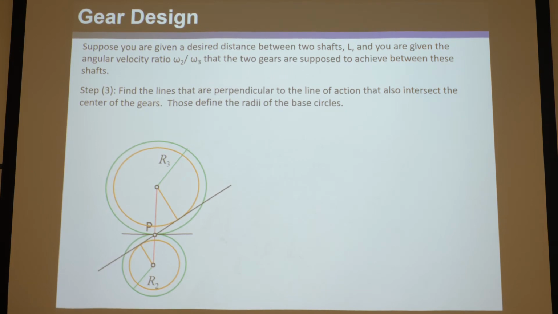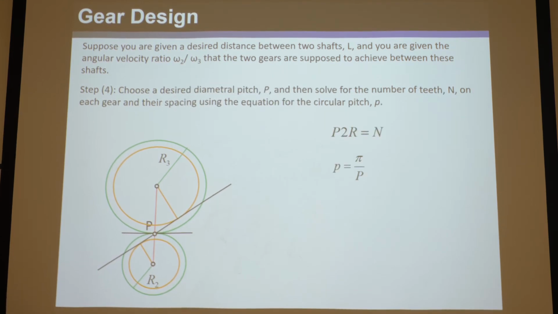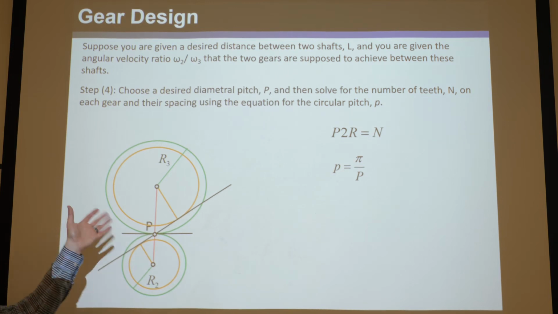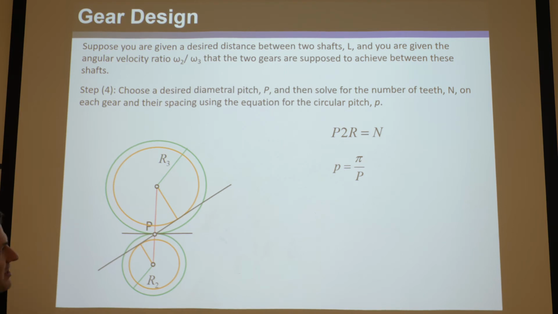Okay. Step 4 is choose a desired diametral pitch, capital P italicized, remember, and then solve for the number of teeth n on each gear and their spacing using the equation of the circular pitch p. Small p is the circular pitch, right? So remember, P equals n divided by 2r, so you can multiply 2r by P. What this step is saying is just pick a random diametral pitch, okay? By the way, it may not work on your first pass. This is an iterative process, but you can just pick a random one. And then you can multiply it by 2r3 to figure out how many teeth would be on 3.